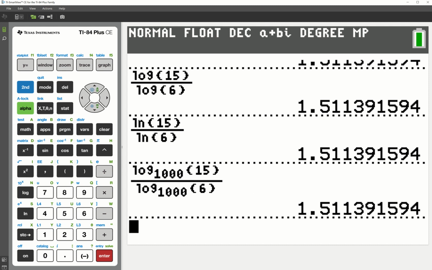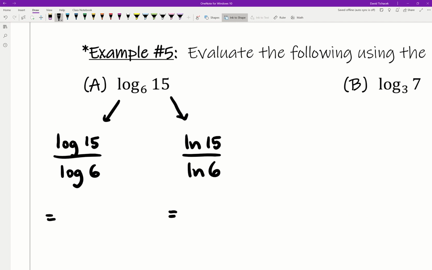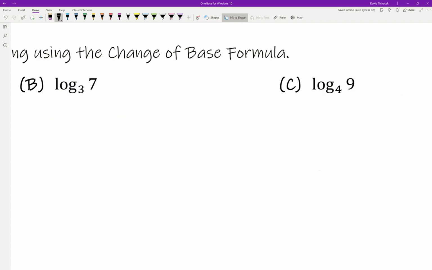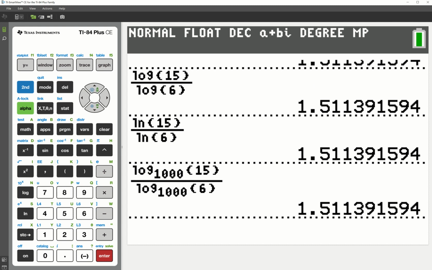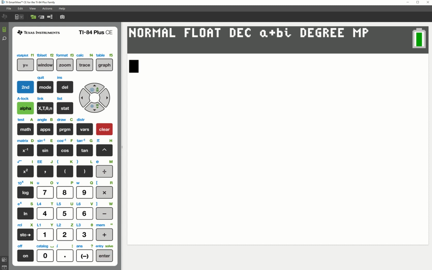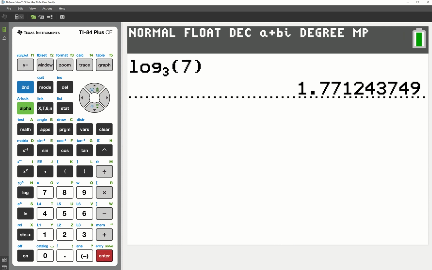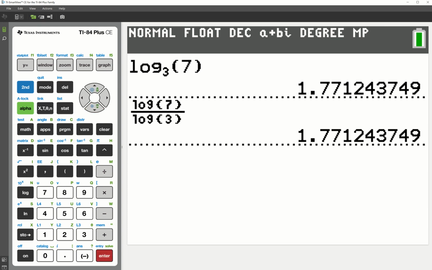Now, it's obviously going to be pretty tedious to have to do 1000, so stick with the common log button or the natural log button in your calculator to give you those nice, easy results. Okay, we could even do other ones like this, like log base 3 of 7. We'll just do this one last one, and then we'll call it a video here. So alpha window 5. Log base 3 of 7 will give us this decimal approximation right here. We can use that change of base formula with our common log: common log of the input over the common log of the base. We can see that we get the exact same thing.